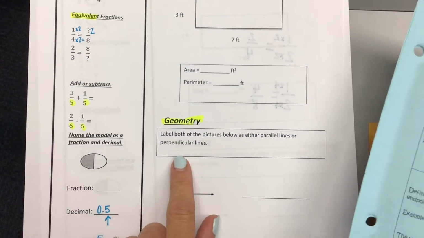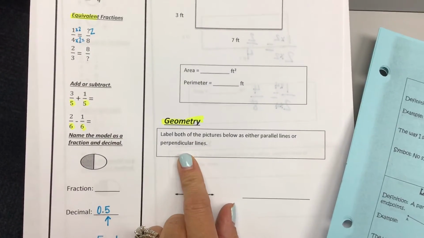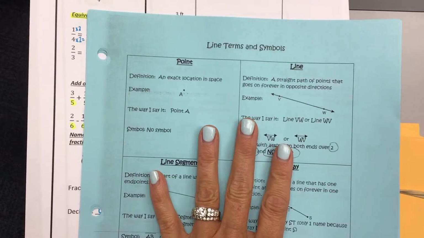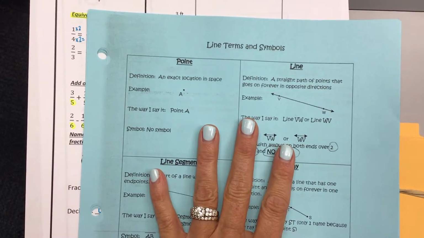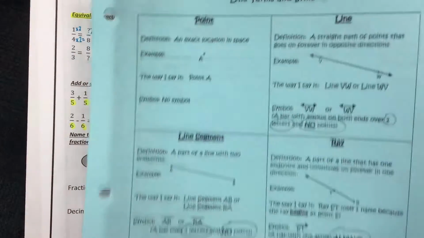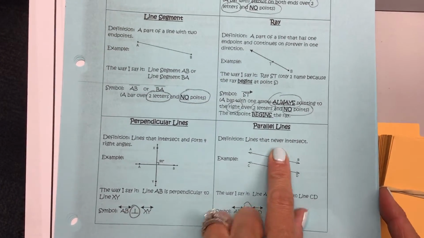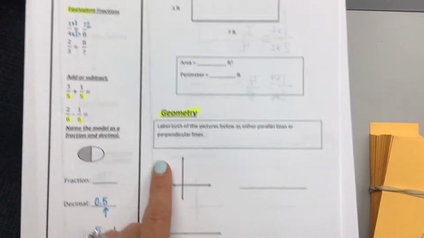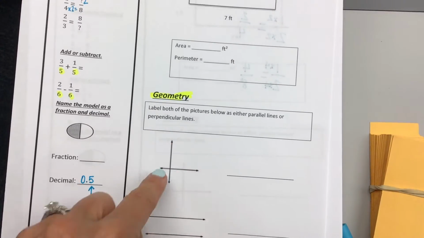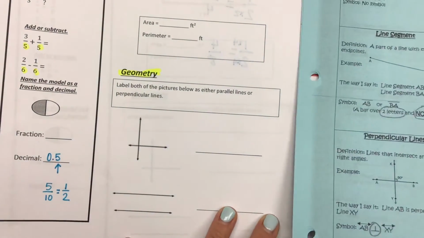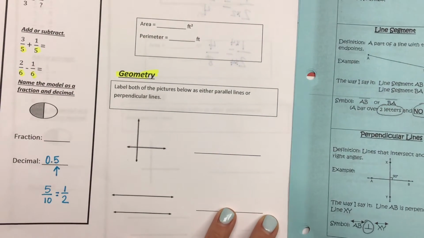Okay, every other week you will have geometry on your spiral. And this blue sheet that I just passed out is a reference sheet that will help you. Okay? So the first thing I see on there is perpendicular and parallel lines. And that is our question. Label perpendicular or parallel. You can look at your blue sheet to help you.